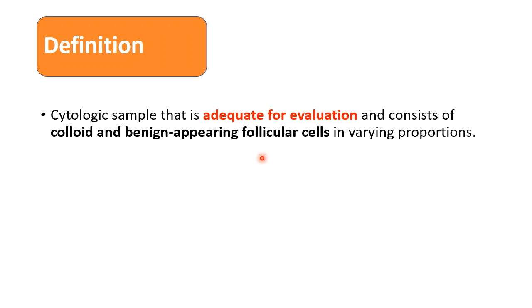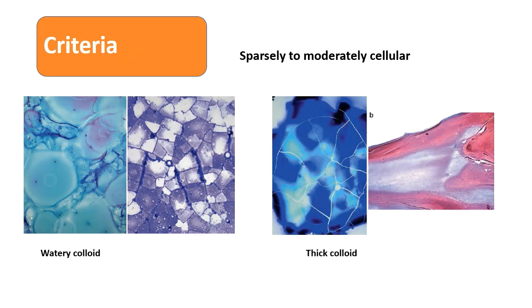So in some cases colloid can be more, in some cases follicular cells can be more, in some cases any of these may be absent also. So you have to look for the adequacy and for the proportion of colloid and follicular epithelial cells. So criteria: the specimen should be sparsely to moderately cellular. Very rarely it is a highly cellular specimen. Mostly we get a sparsely to moderately cellular smear. And we need to have colloid and follicular epithelial cells.